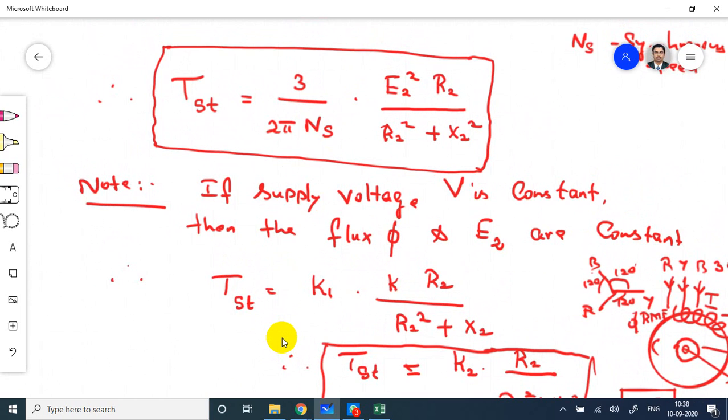So next hour, that is in hour number 2, I will explain how to measure this starting torque in squirrel cage motor and slip ring motor, and then I will explain about the running torque also.